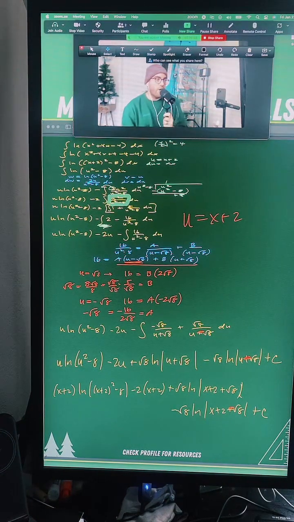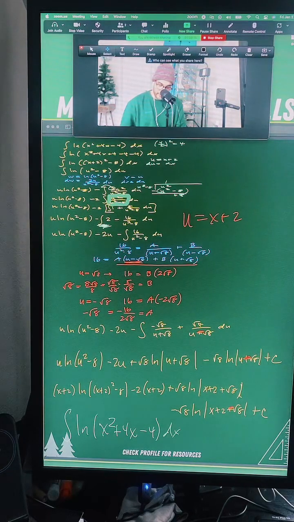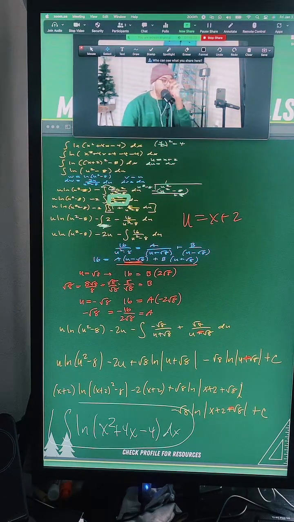Oh, Lordy. All because we started off with a basic integral of natural log of x squared plus 4x minus 4. And that's how we solve that. And if anyone is interested, go ahead and take the derivative of that and see if that's what we get. This was fun, huh?